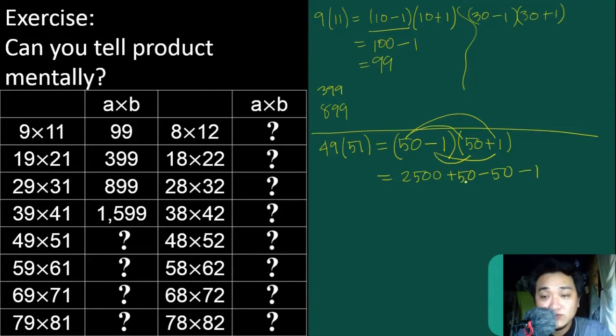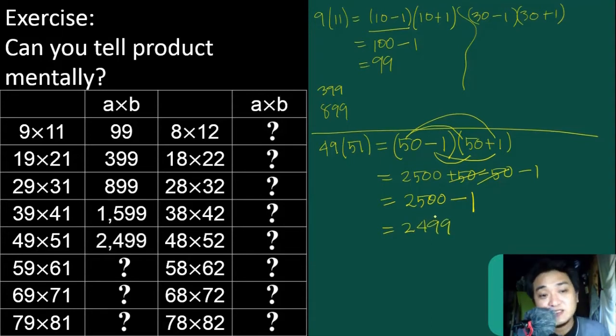So, kung mapapansin nyo, in this example, natutunaw talaga yung nasa gitna, ano? Lagi-lagi siyang nagiging 0. So, let us just cancel it out. Why? Because positive 50 minus 50 is just 0. So, ang matitira na lang, what is left is 2,500 minus 1. And 2,500 minus 1, that is equivalent to 2,499. Tingnan natin kung tama yung sagot natin. Oh, so that is 2,499. I will leave you the rest. So, para meron kayong practice sa bahay.